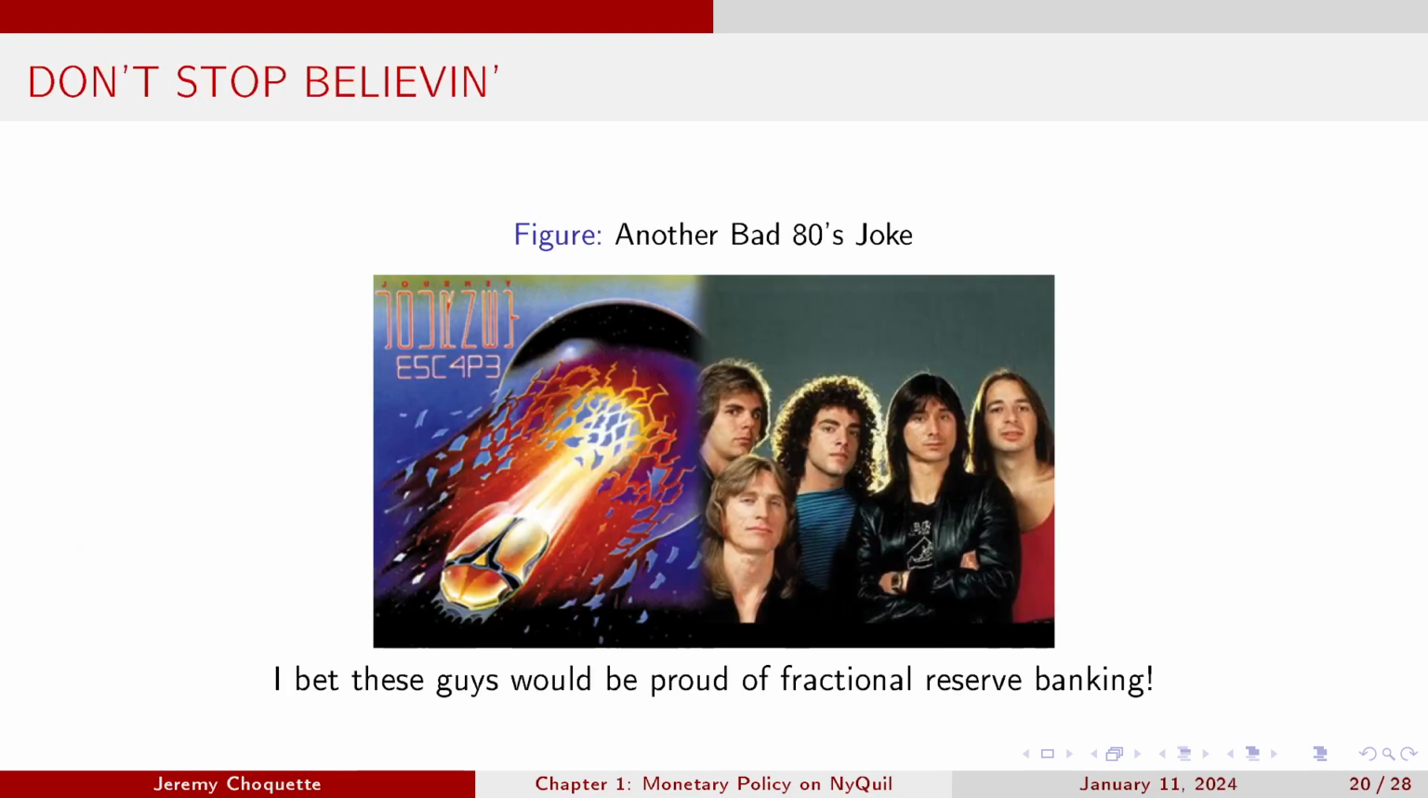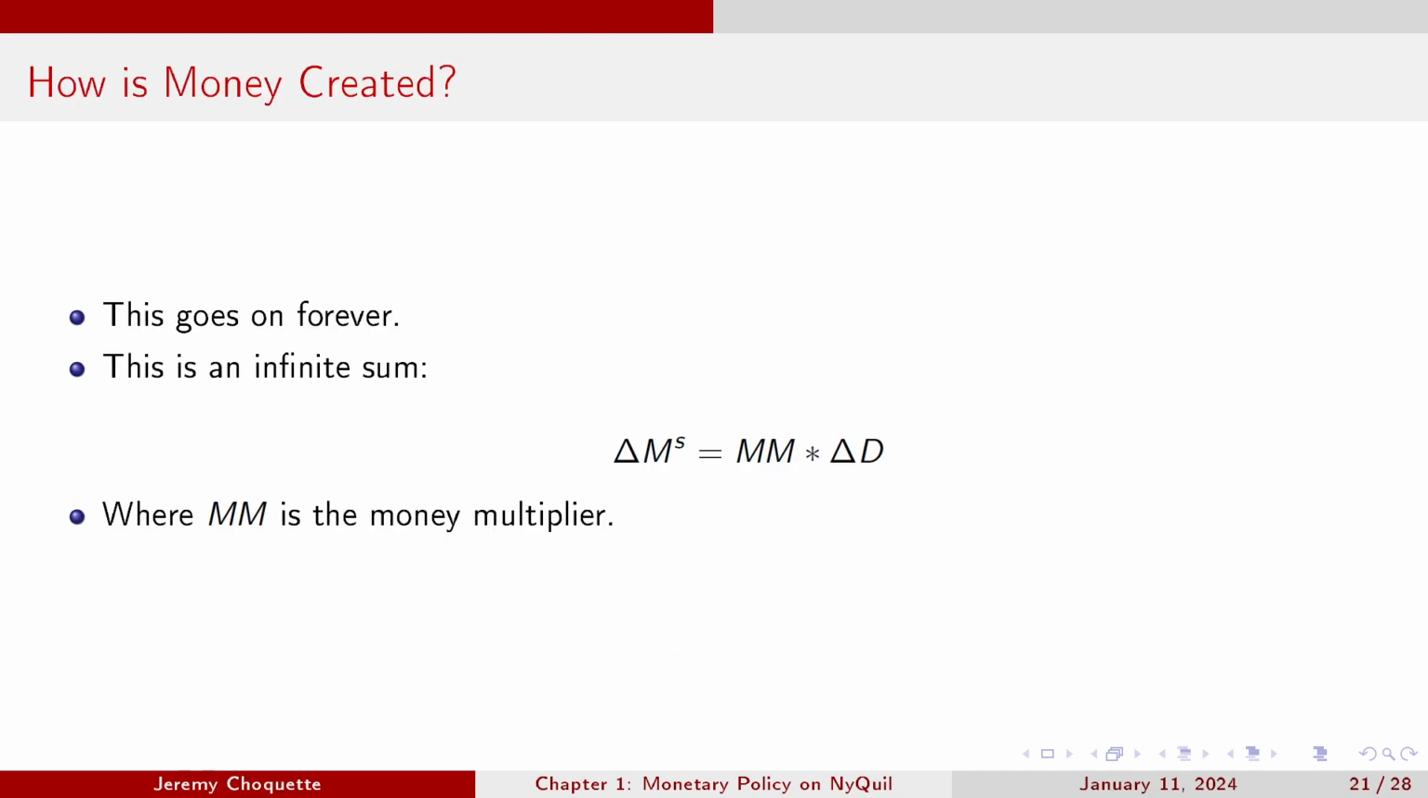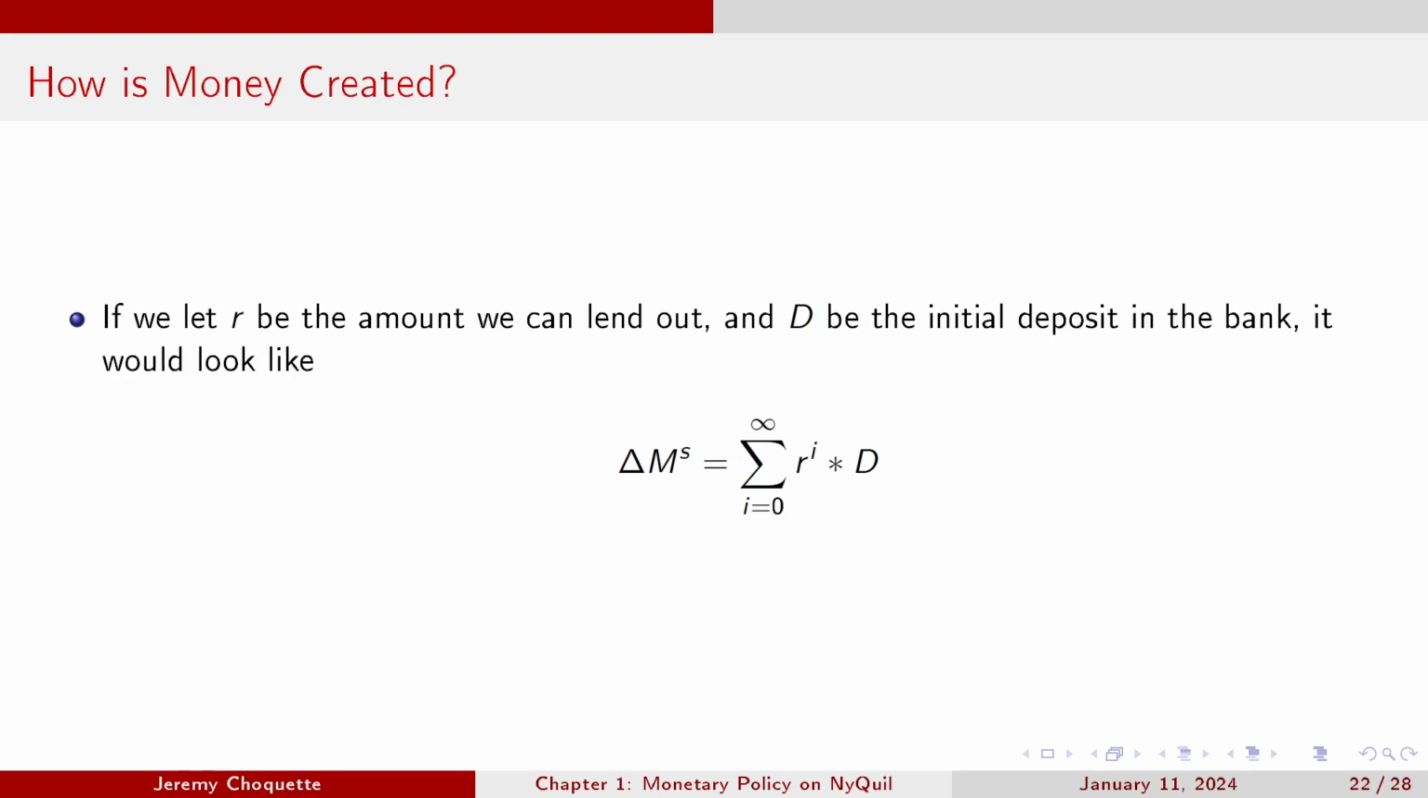And it goes on and on forever. It actually gives us an infinite sum, whereas delta MS, or the change in the money supply, is equal to MM, which is the money multiplier, times the change in deposits. Now, if we let lowercase r be the amount that we can lend out, and D be the initial deposit in the bank, it looks something like this, where the change in the money supply is an infinite sum as i goes from 0 to infinity of r to the power of i times that initial deposit.